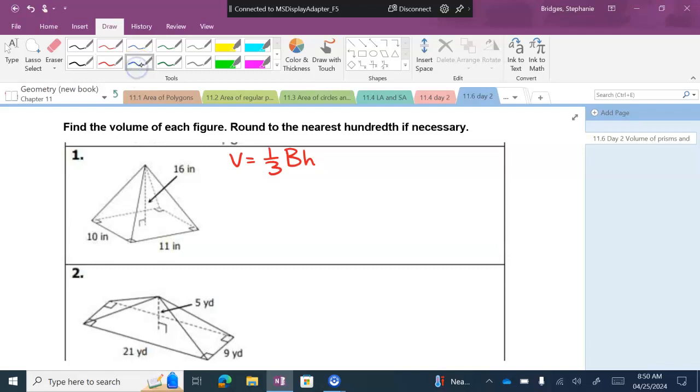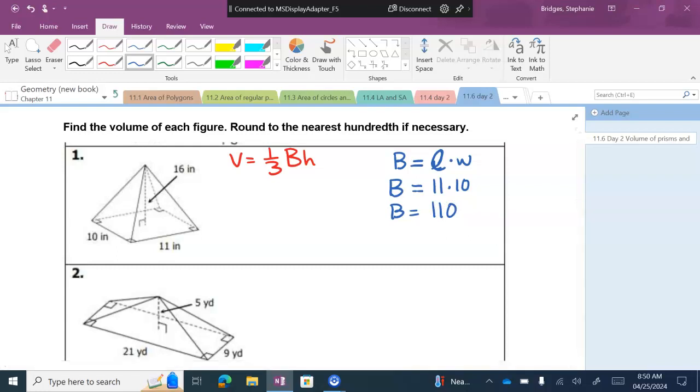So to find the area of the base for a rectangle, it is just your length times your width. What is your length and your width in this rectangle? 11 and 10, and it doesn't really matter which one is which. You can multiply 11 times 10, you can multiply 10 times 11. Either way, the result is going to be how much? 110. Okay, so the area of my base is 110. Does everybody understand where I got that from?